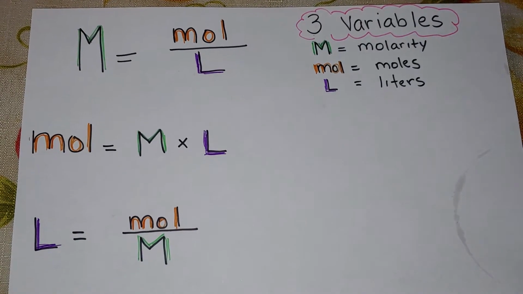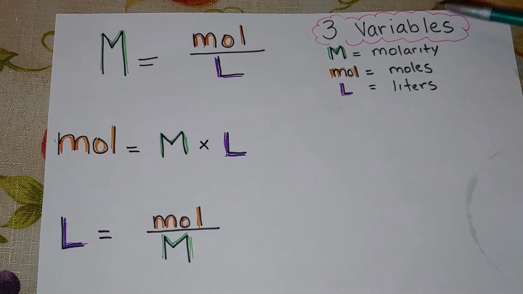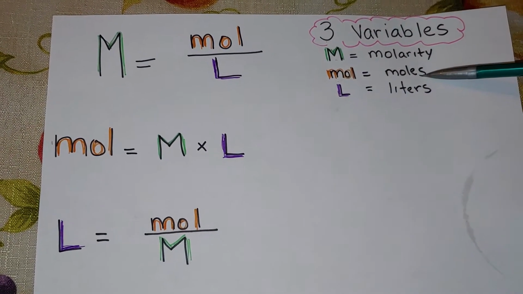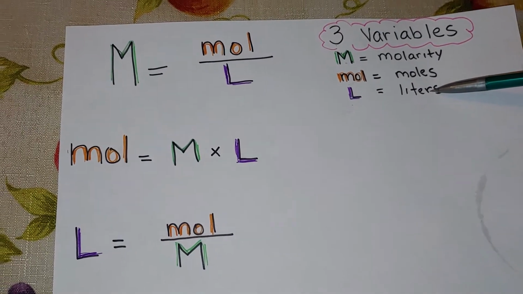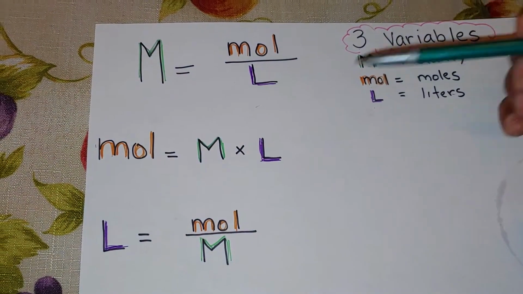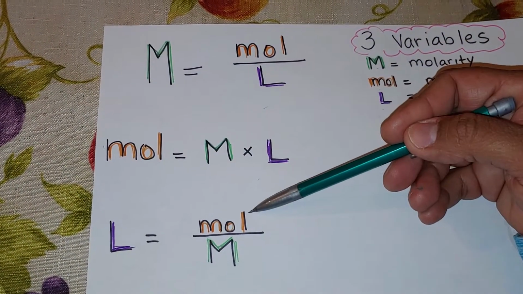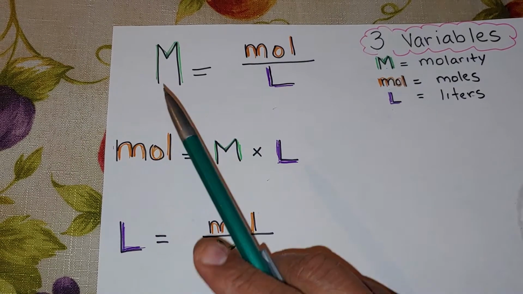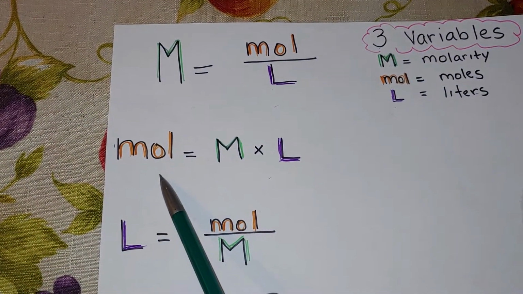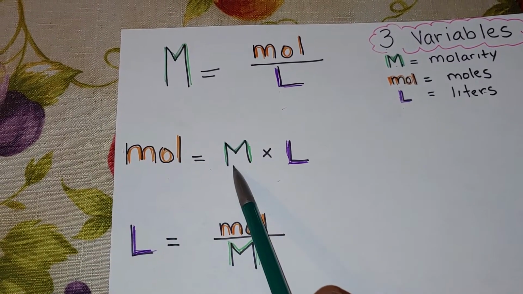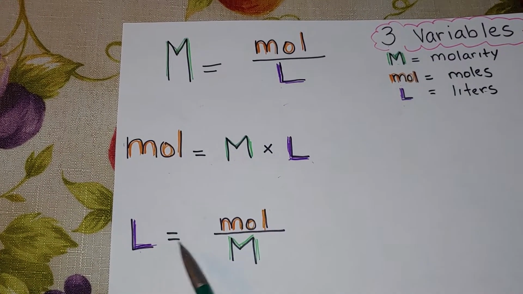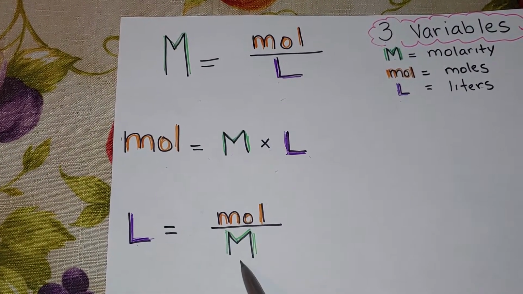Okay, so when we look at molarity, we're looking at pretty much three variables. We're looking at capital M for molarity, moles for moles, and L for liters. Okay, there's really one main equation, but mathematically we can manipulate it two other ways. If we're trying to find molarity, it's going to be moles divided by liters. If we're trying to find moles, then that's going to be equal to molarity times liters. And last but not least, if we're trying to find liters, then that's going to equal moles divided by molarity.